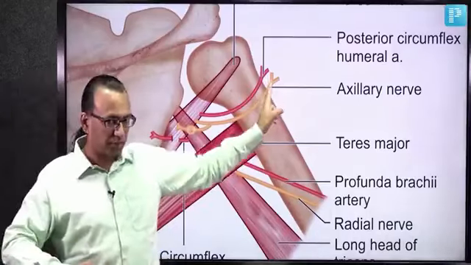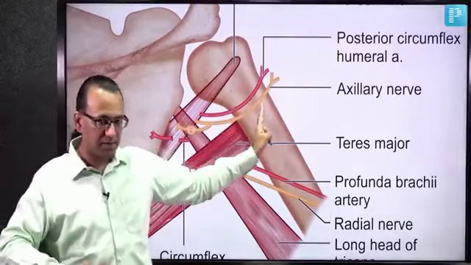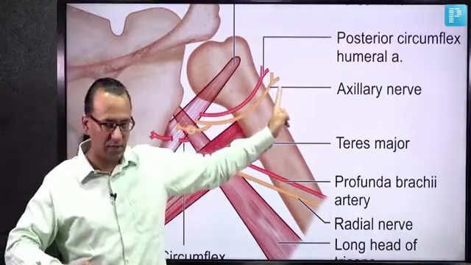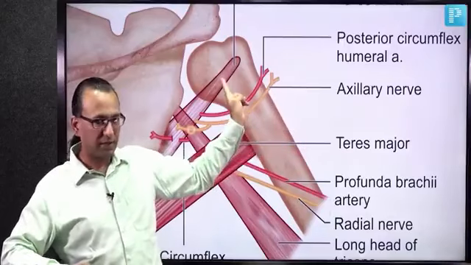The axillary nerve is going to supply the deltoid muscle and also the teres minor muscle here. If there's a fractured surgical neck of the humerus, then there will be paralysis of the deltoid muscle and the teres minor muscle.